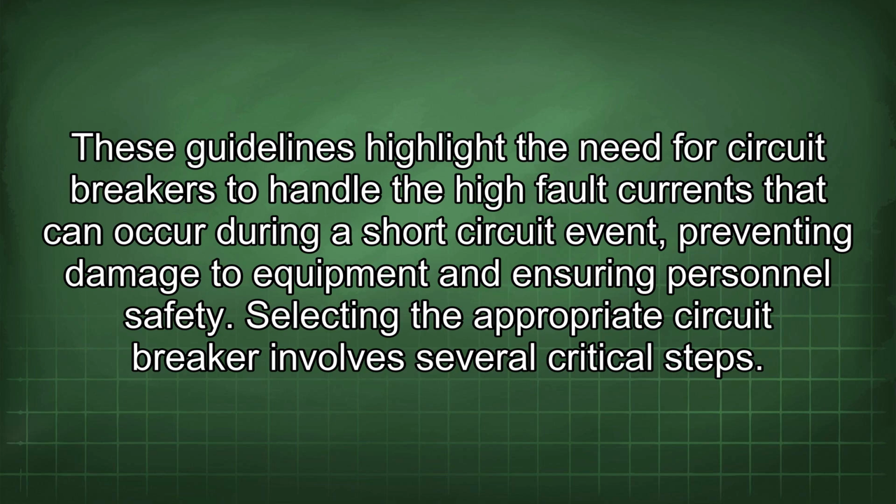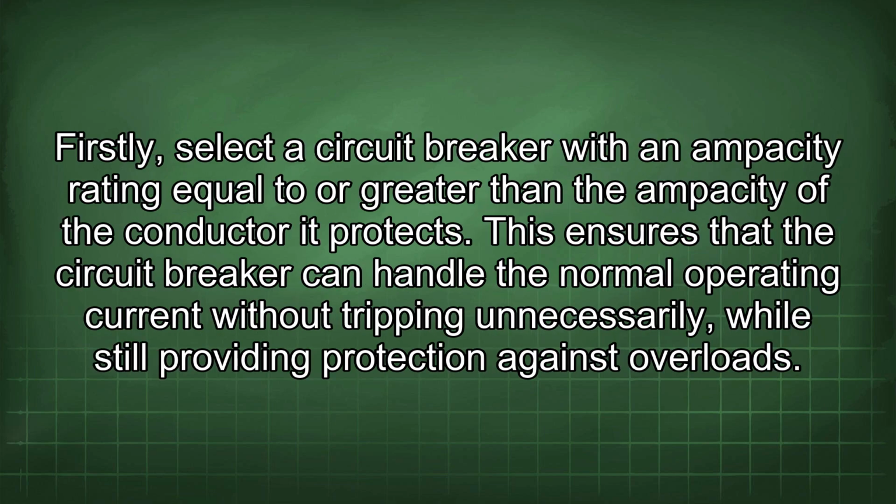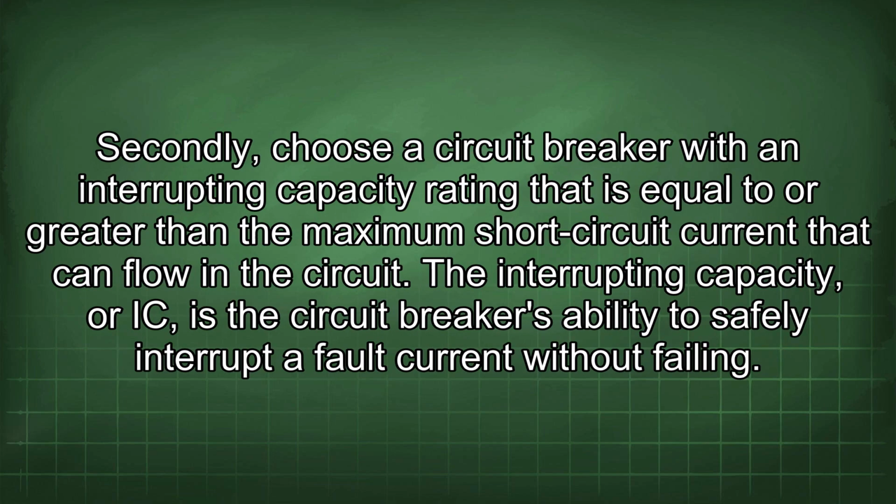Selecting the appropriate circuit breaker involves several critical steps. Firstly, select a circuit breaker with an ampacity rating equal to or greater than the ampacity of the conductor it protects. This ensures that the circuit breaker can handle the normal operating current without tripping unnecessarily, while still providing protection against overloads. Secondly, choose a circuit breaker with an interrupting capacity rating that is equal to or greater than the maximum short-circuit current that can flow in the circuit.